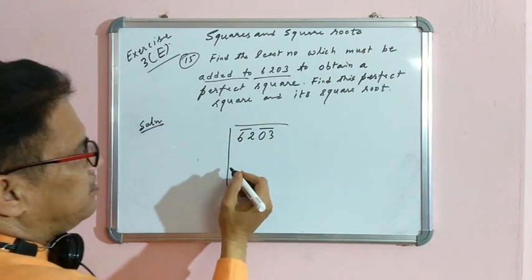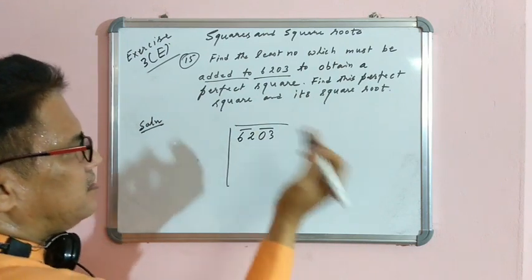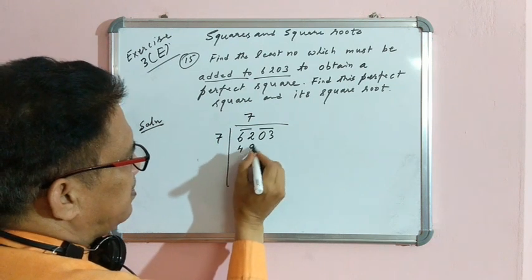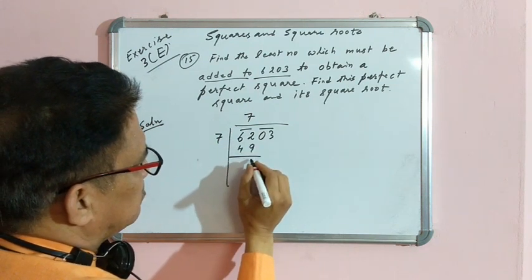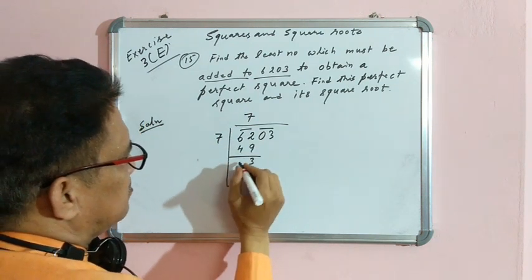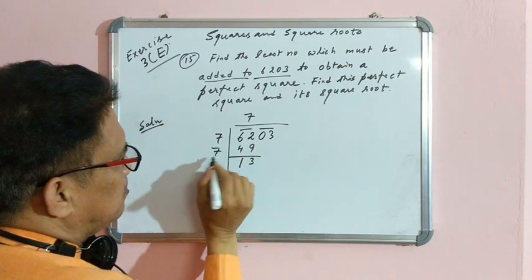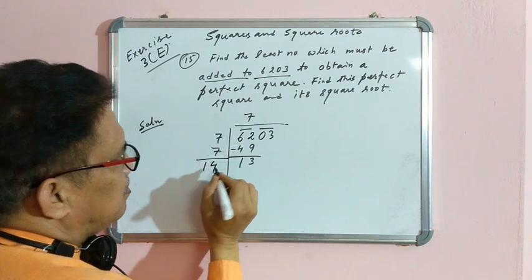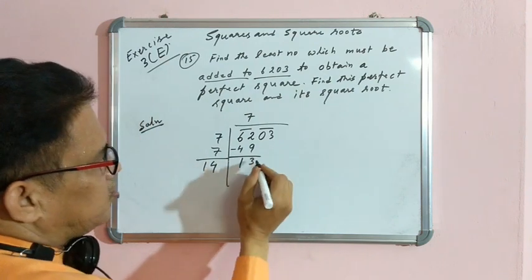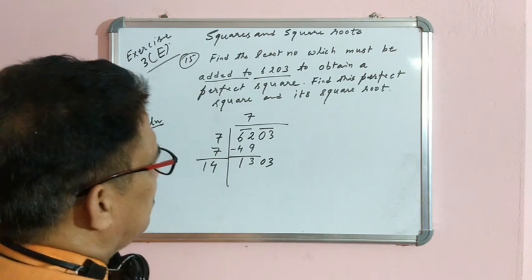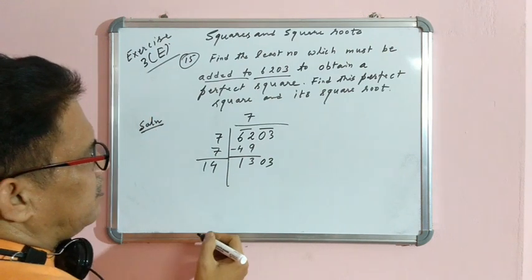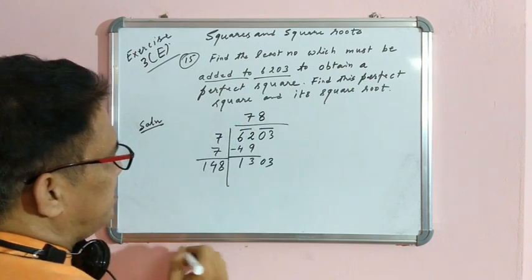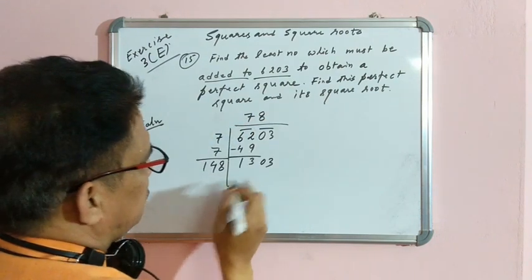Pair from right. Now what we are getting? 8 8s are 64. So 7 7s are 49, we will write here 49. Clear? Now 03 will be here. Now let us see by which number we should. I am writing here 8. So I am trying for 8. So whatever we are getting, we will write here.